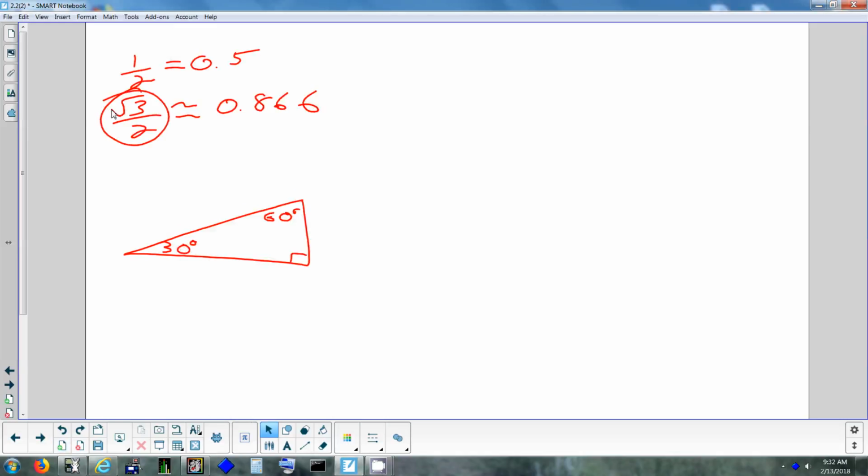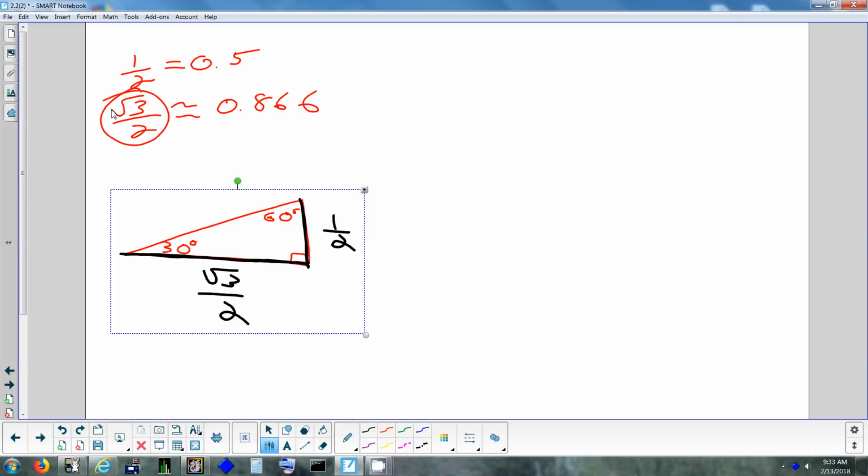Okay. In my diagram, I think it's clear. That's the bigger side, that's the short side. Short side, smaller number. Bigger side, bigger number. Okay. Bigger side is always across from the bigger angle. Smaller side is always across from the smaller angle. That's how you can remember which one goes where.